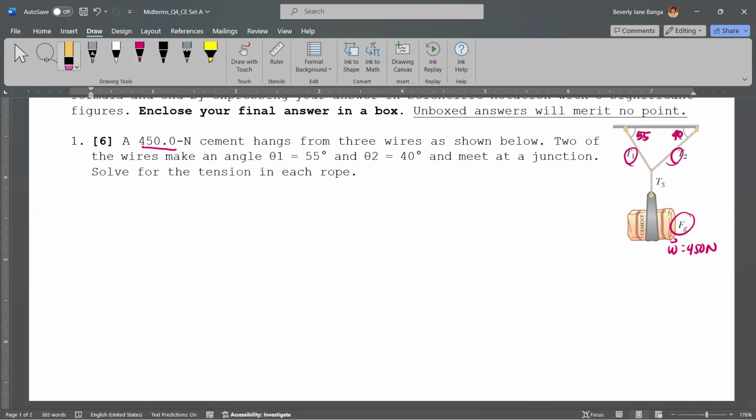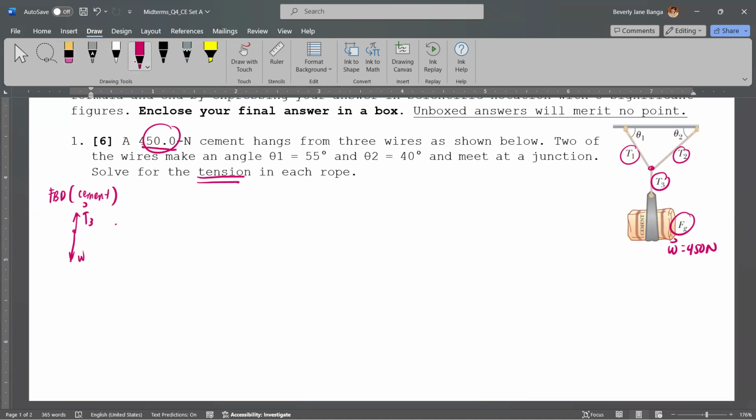T1, T2, and T3. Okay, so start tayo with, we want to get the tension on the rope. So your tension 3 is acting on the cement. So tension 1 and tension 2 naman, they are acting on the junction. So ang gagawin natin dito is magdodraw tayo ng FBD muna nung sack of cement natin. So you have your weight and you have your tension 3. Okay?